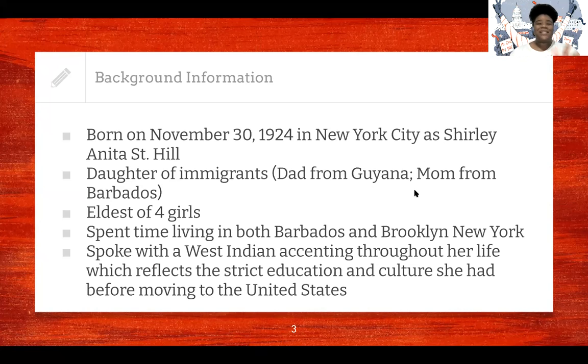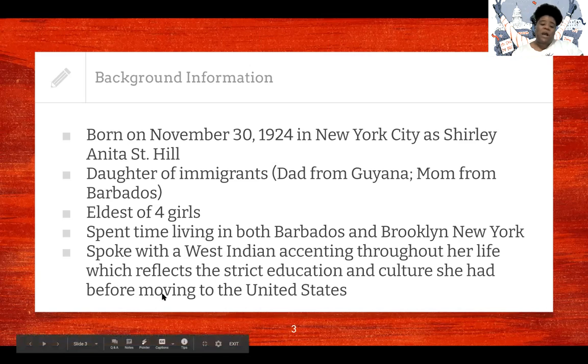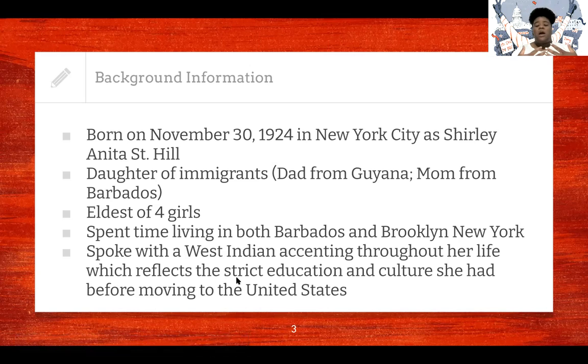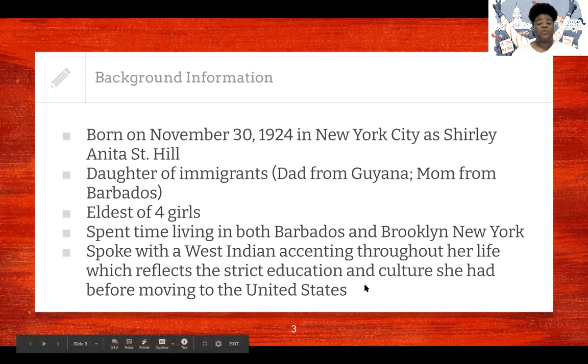People from Barbados, not the same place I'm from, y'all. I'm from the Bahamas. Barbados people are called Bajan. And so she's Bajan, just like Rihanna. And she's the eldest of four girls. So she's an older sister. She spent time living in both Barbados and Brooklyn. So those are two different places. And this is also an important thing that I thought people should know about her background. She spoke with a West Indian accent throughout her life, which reflects the strict education and culture she had before moving to the United States.